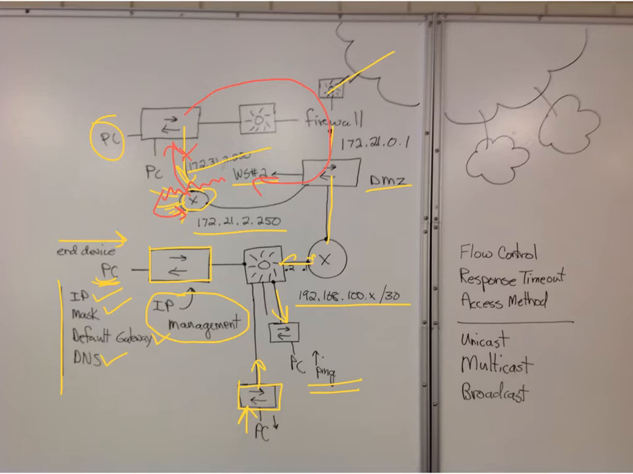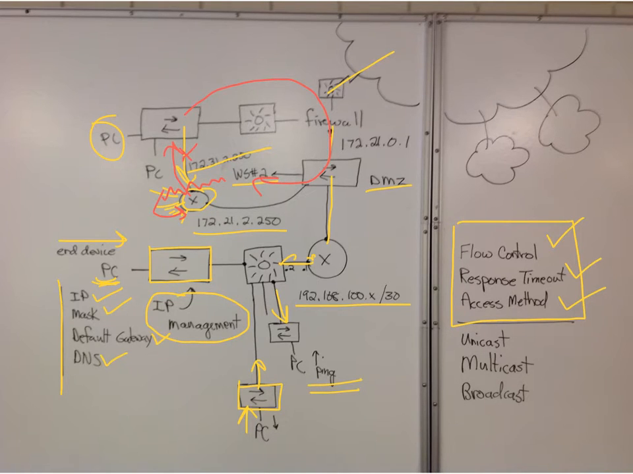Some more terms. We're talking about protocols, and they get so complex, but we don't want to get too complex too early in the course. So they really just want you to understand they handle flow control. A protocol would have a response timeout if something doesn't connect or you leave something, it's going to time out. And then they talk about all the methods of access.